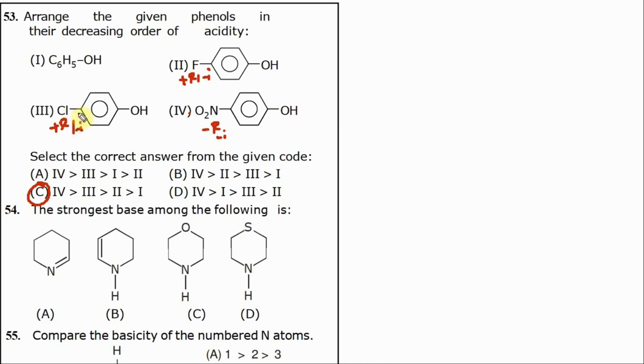But again understand, when chlorine and fluorine come, you have to understand that they are going to be plus R. There is no question about that. But their minus I also predominates. So the ring is not electron rich. So OH will give more, which means acidity spikes up. So they are better than phenol. So phenol will come last.